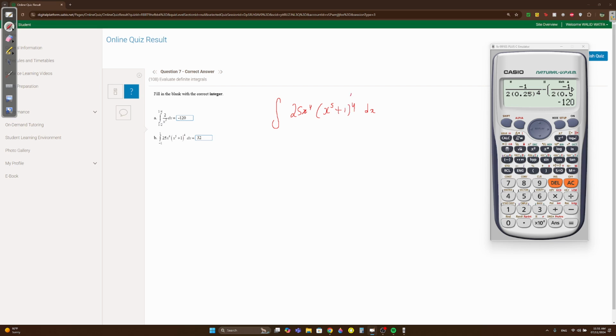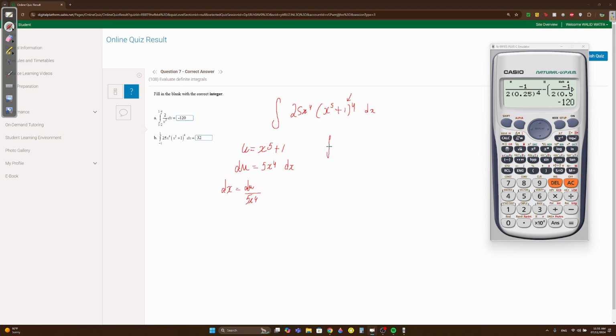Can we integrate like this? No, because it's more than one term under the power, right? So what do you have to use? U substitution. U is equal to what? X to the 5 plus 1. So what will du be? 5x to the 4 dx. Right? Remember, du is always equal to u prime dx. So for that reason, dx is going to be equal to du over 5x to the power of 4.